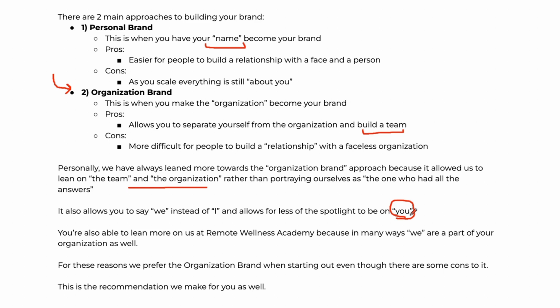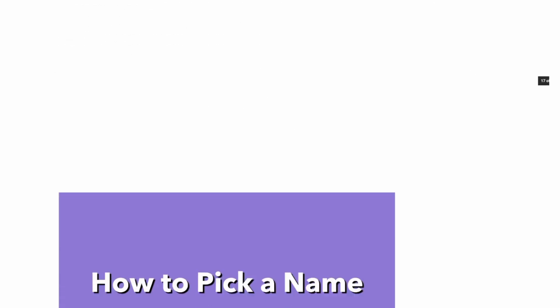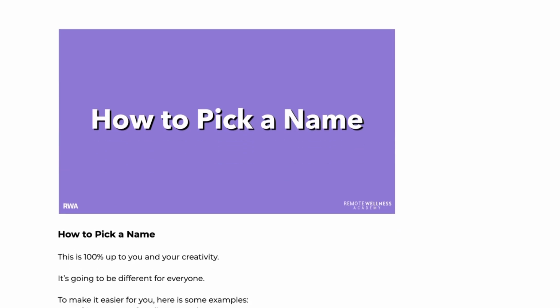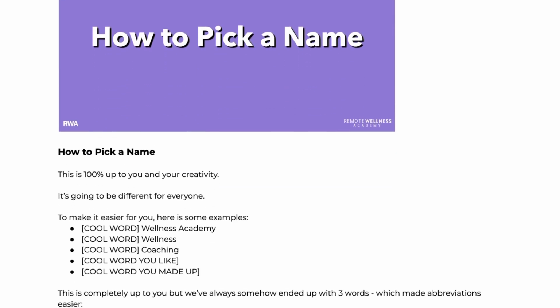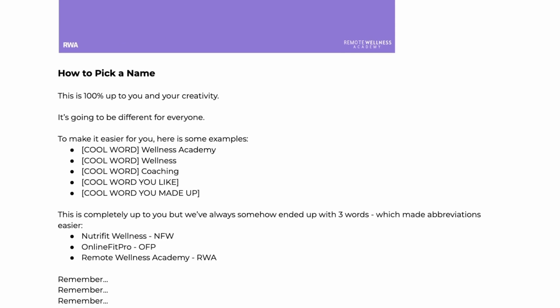And so for these reasons, we actually prefer the organization brand when starting out, even though there are some cons to it, okay? And so this is going to be our recommendation for you as well as you start to put the name for your remote wellness practice together. Now, in terms of actually picking the name, we want to give you some examples of how to actually pick the name, okay? Now, ultimately, this is going to be up to you and your creativity, okay? It is going to be different for everyone.